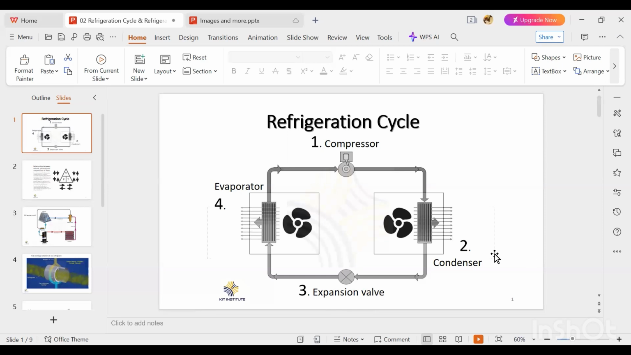So refrigerant flows into the expansion valve in a tiny tube. Then it flows out in a divergent manner. So that's why this is termed the expansion valve. It expands the what? The refrigerant. So that is explained by the second slide.